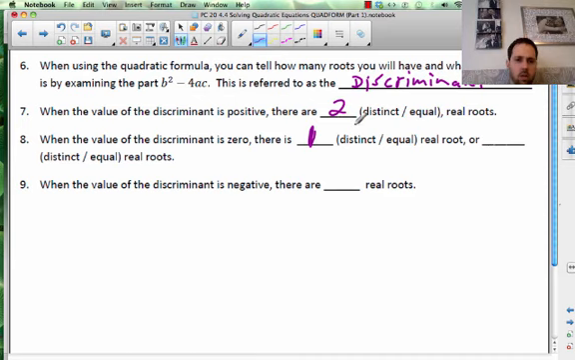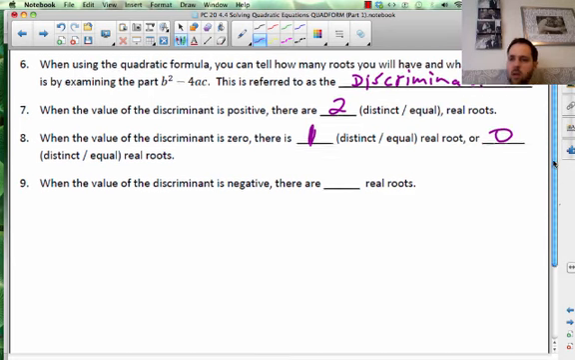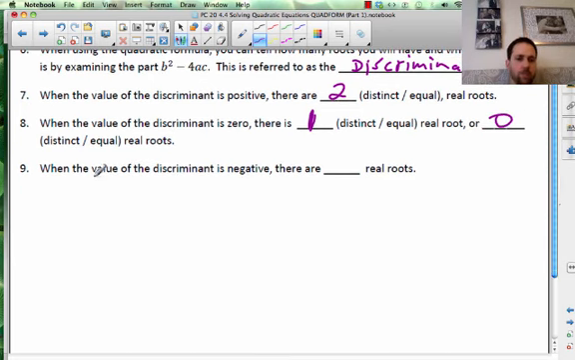or perhaps 0, we'll have to double check that because I don't have my textbook with me right now. When the value of the discriminant is negative, there are no real roots. There you go.